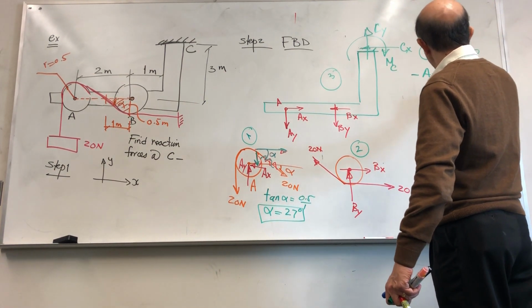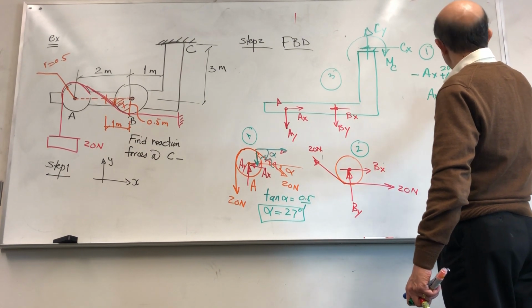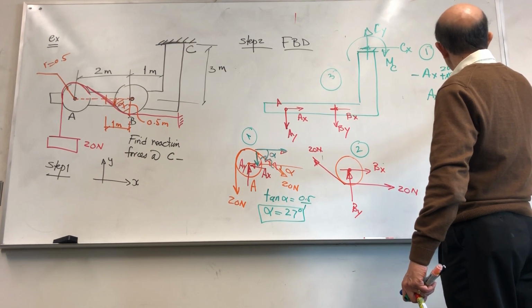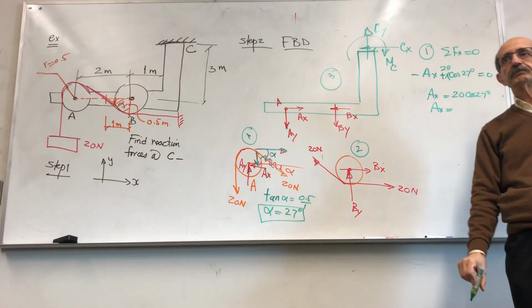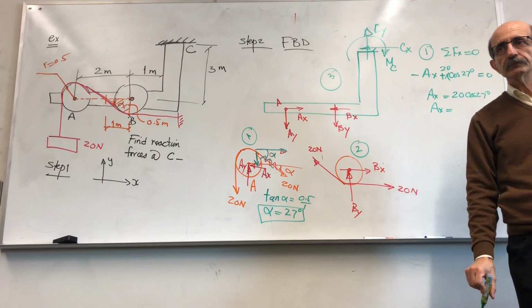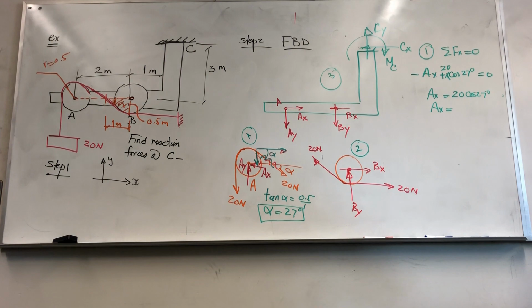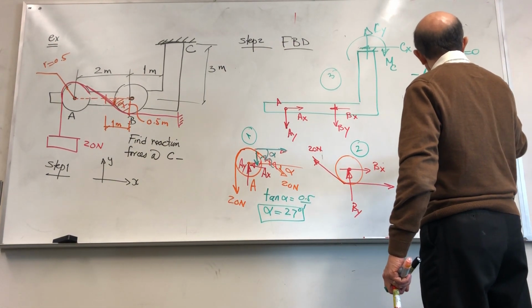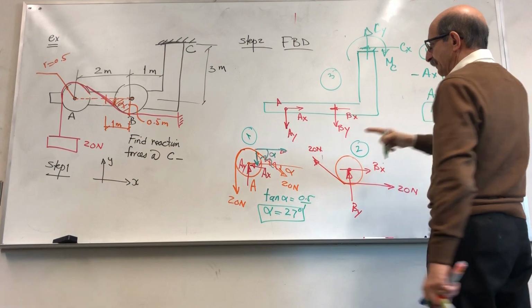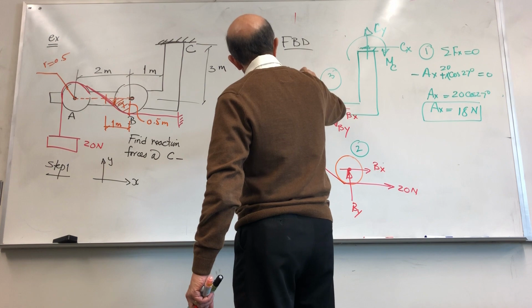So Ax would be 20 cosine 27. How much would be Ax? Can somebody give me that? Should be about 17, 18. 17.8, so let me say 18. So the assumed direction was also correct. So this is 18 Newton.